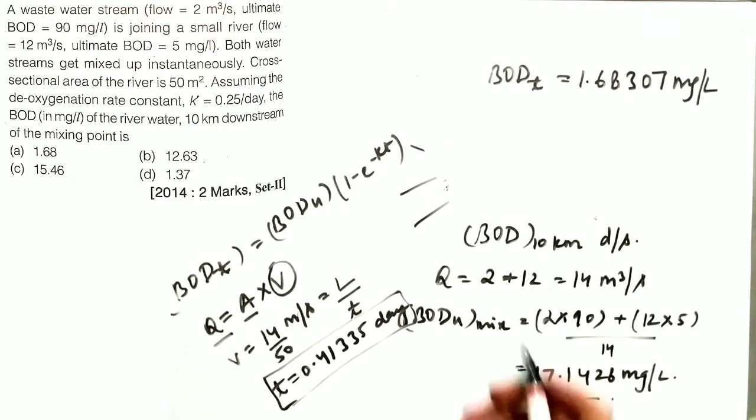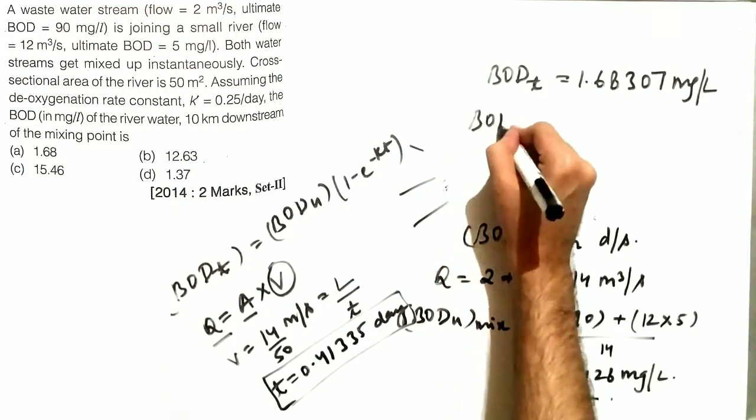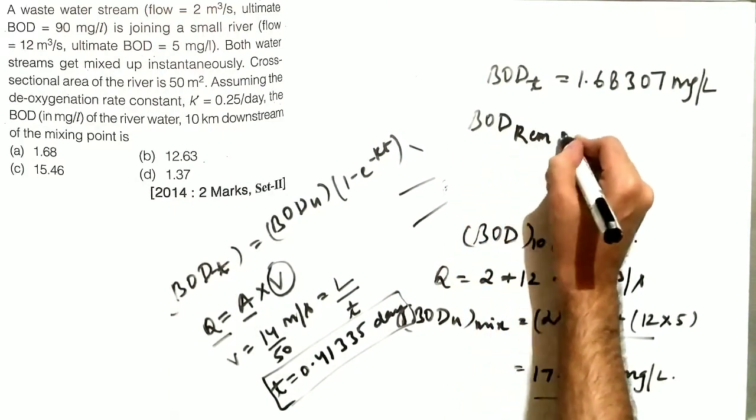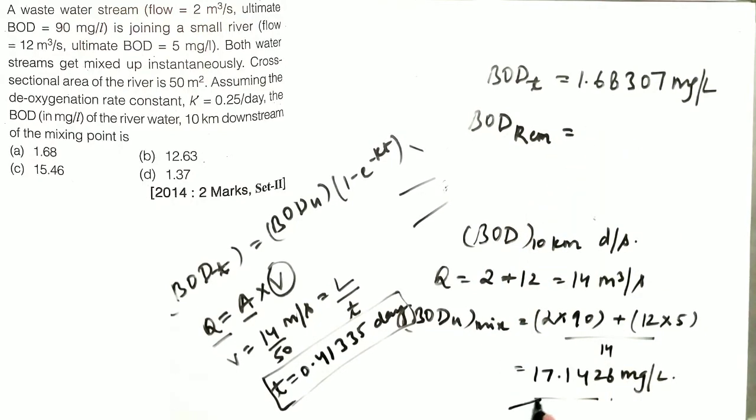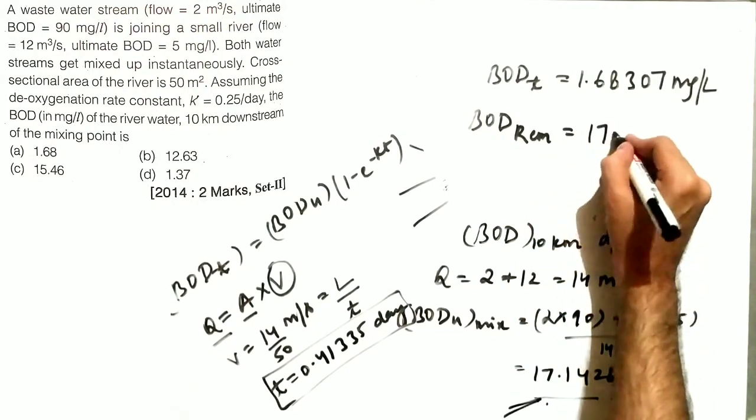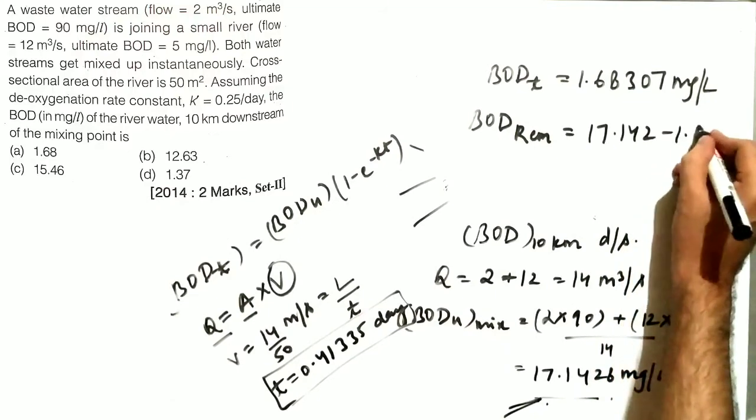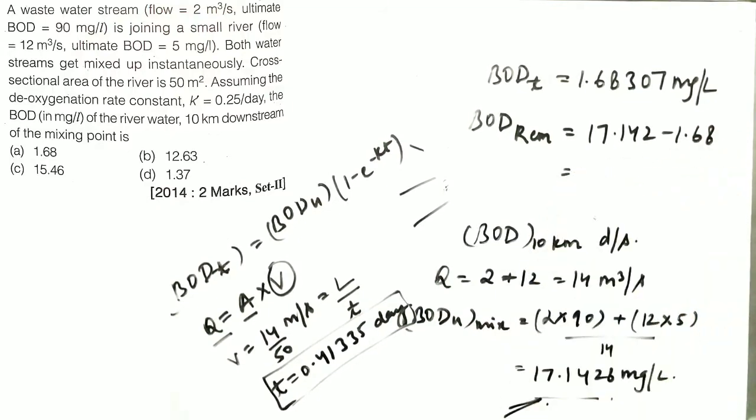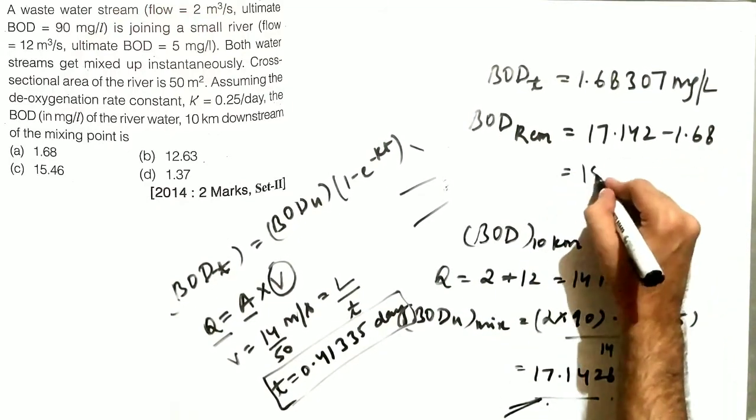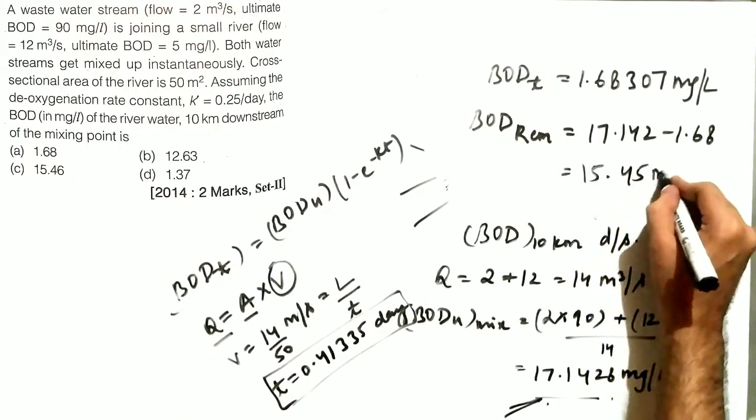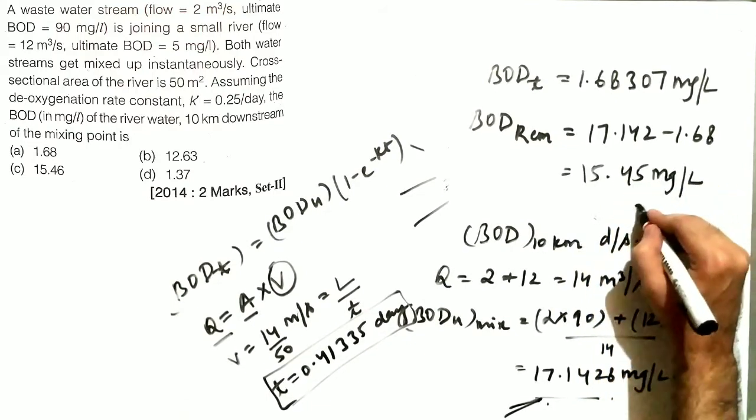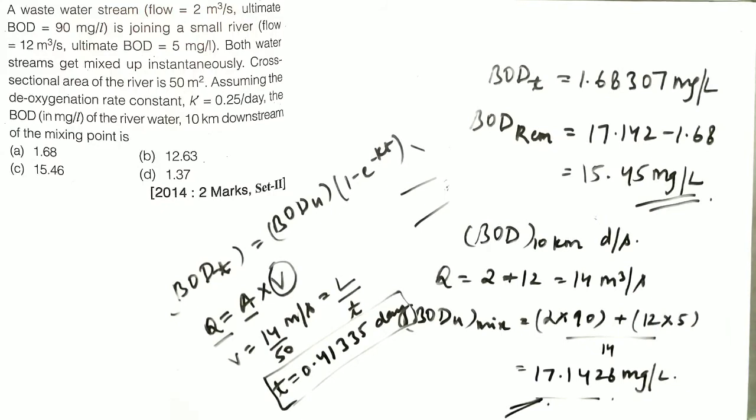So what will be the value of BOD remaining? That is BOD REM. BOD remaining will be equal to ultimate BOD, 17.142, minus 1.68. This will give you 15.45 milligram per liter. This is the final answer. I hope you all get this and the confusion gets out of your mind.